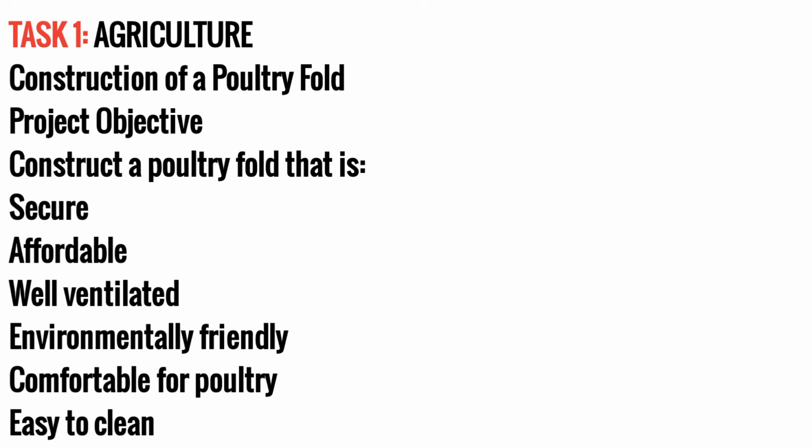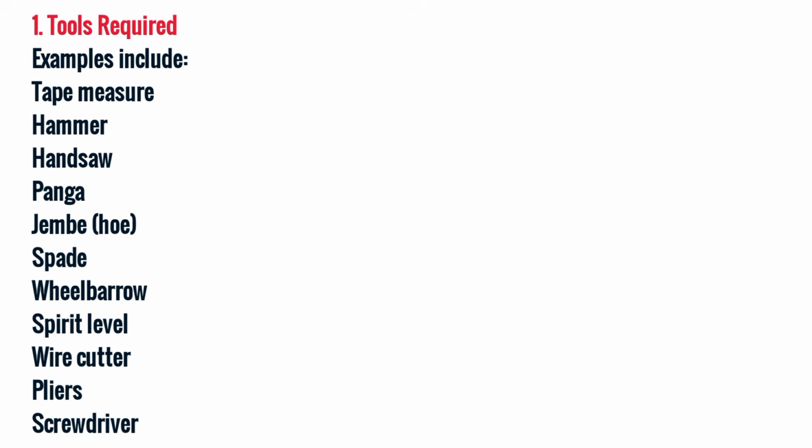Now, after that, they'll be looking for the tools and materials. These are some of the tools, materials and equipment learners will be requiring. So we start with tools. We have tape measure, hammer, a handsaw, a panga, jembe or a hoe, spade, wheelbarrow, spirit level, wire cutter, pliers, and screwdriver. Those are some of the tools the learner will be assembling as they prepare for the project.